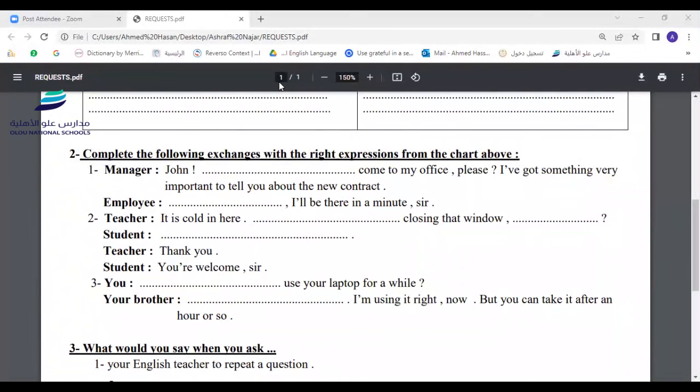Raise your hands if you know the answer. I have two students raising their hands. Yes, you are allowed to answer. Okay. John, can you come to my office, please? Good. So you can write, can you come to my office, please? What else? Do we have any other answers here? Could you? Good. Could you come to my office, please? I've got something very important to tell you about the new contract. So how does the employee reply to him?